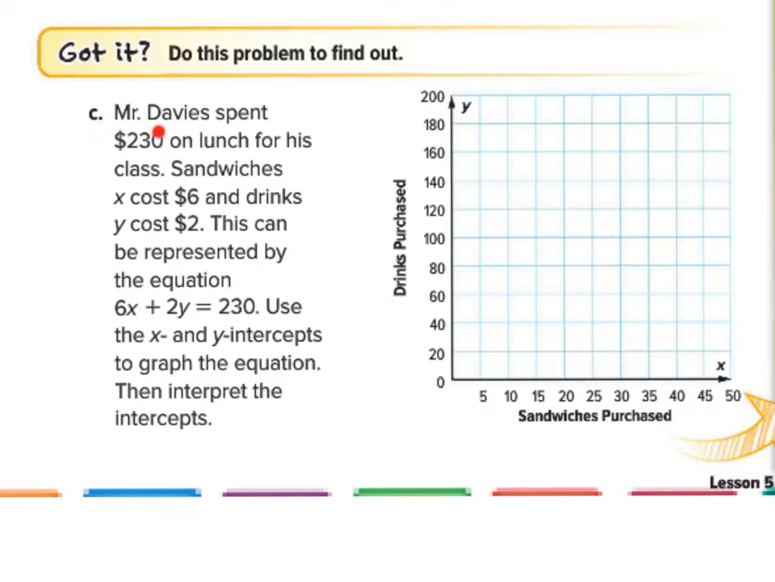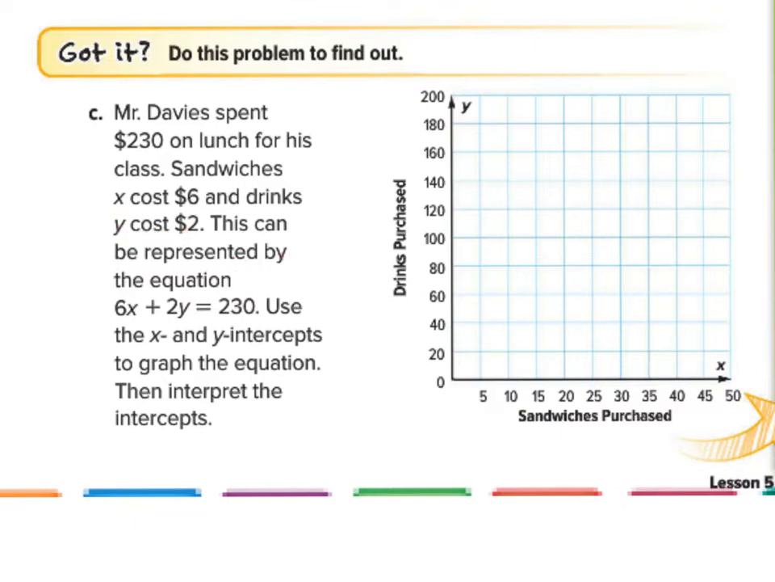Okay, Mr. Davis spent $230. This is the total on lunch for his class. Sandwiches each cost $6. We don't know how many sandwiches, but they each cost $6. And drinks each cost $2. We don't know how many drinks, but we know that they each cost $2.